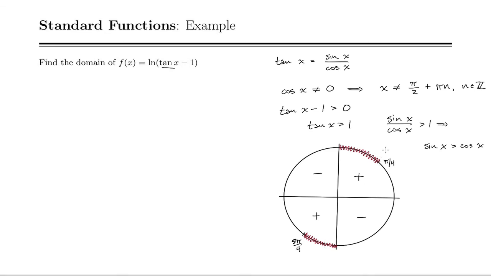Of course, it has to be strictly greater than 1, so we're not allowed to include those endpoints. And of course, tangent is not even defined, and cosine is not allowed to be 0, so we can't include those. All right, so there's our visual representation of our domain.